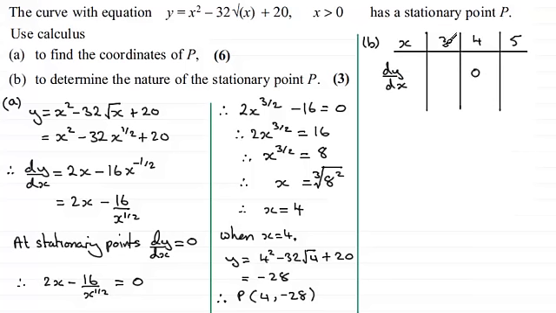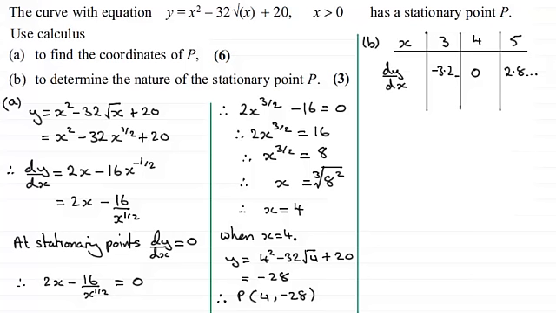Now if you were to substitute x equals 3 into dy by dx, this equation here, 2 times 3 minus 16 divided by the square root of 3, you'd find, if you did it on your calculator, you get a negative value, minus 3.2 roughly. Okay, there'll be some other digits there. When you substitute 5 into dy by dx here, you'll find that you get a positive value, 2.8 and so on.